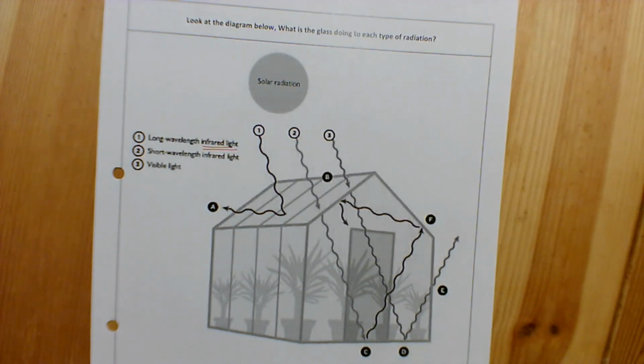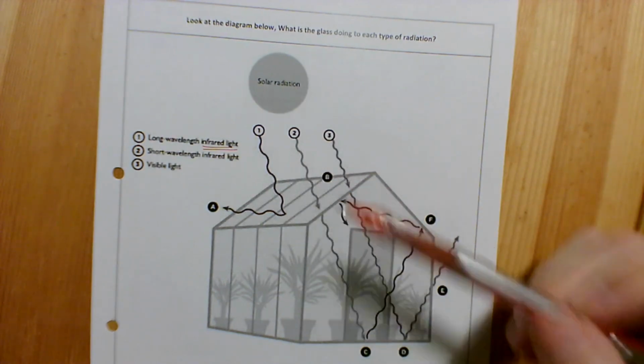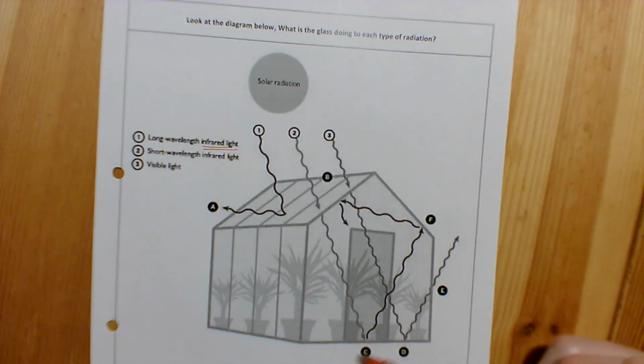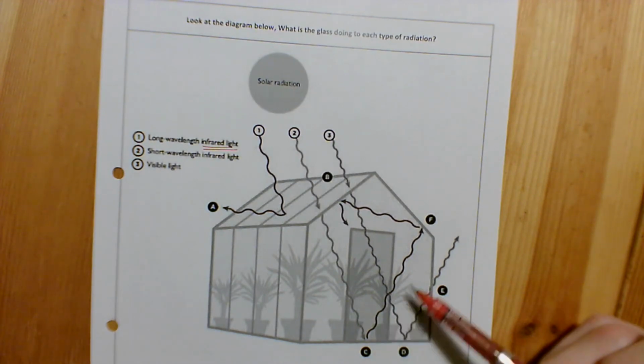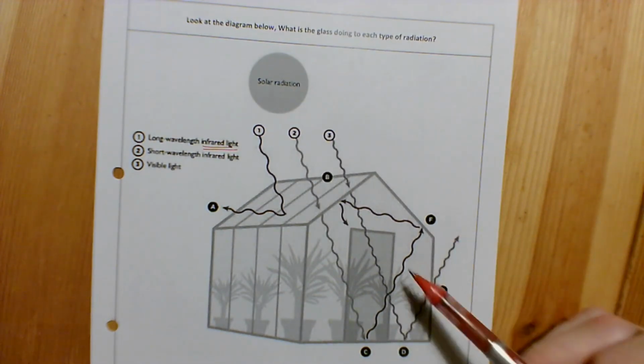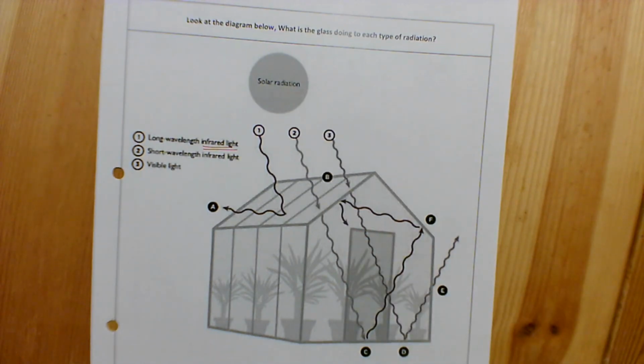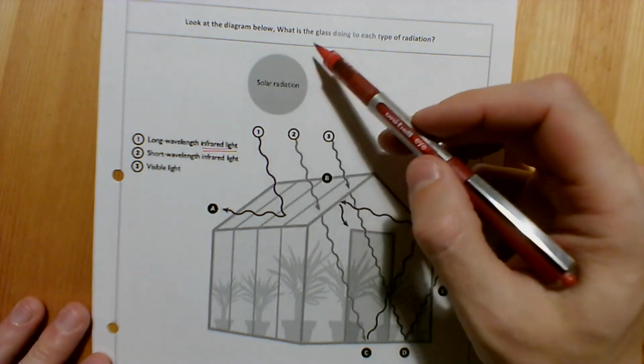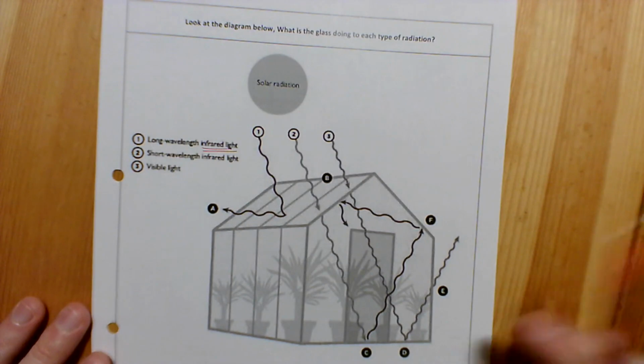So what happens is the high energy, short wavelength light is absorbed by the ground or by the plants and is re-emitted as long wavelength, low energy infrared radiation, which hasn't got enough energy to get back through the glass and is therefore trapped inside the greenhouse. And if that infrared radiation is trapped inside the greenhouse, that means that the temperature inside the greenhouse increases. So looking at this diagram, what is the glass doing to each type of radiation?